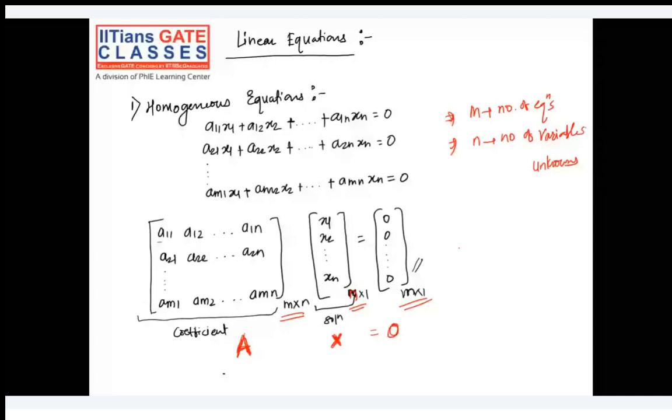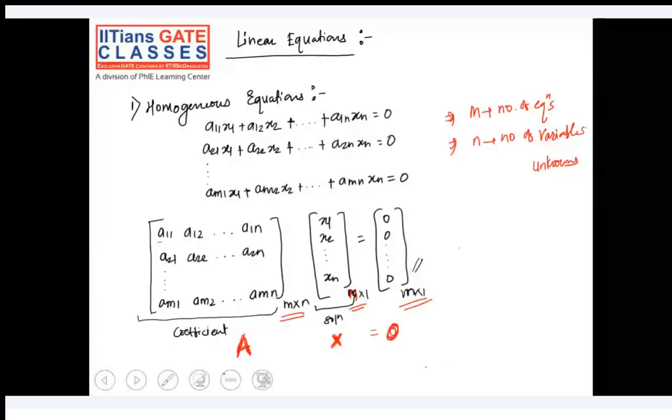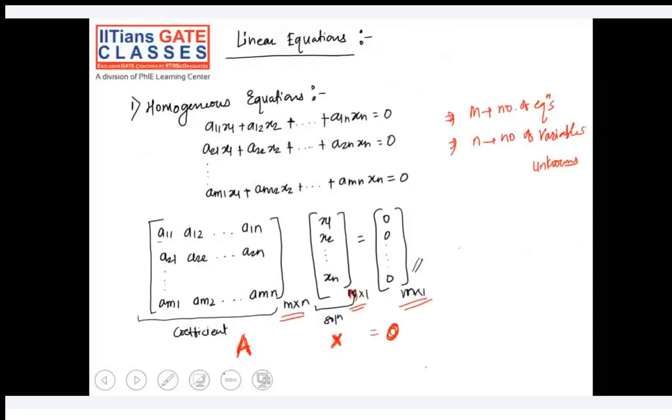Okay. Now, in general, let's say we focus on the matrix A only, which is the coefficient matrix. The rank of that matrix A may be equal to the number of variables n, or it will be less than the number of variables, less than n. So these are the two possible cases, right?